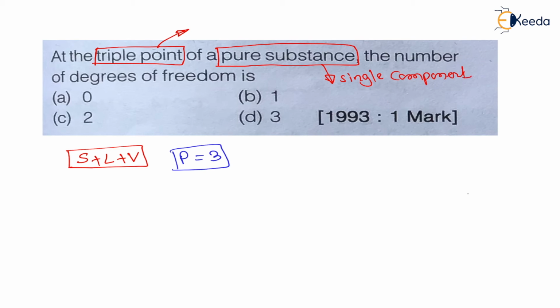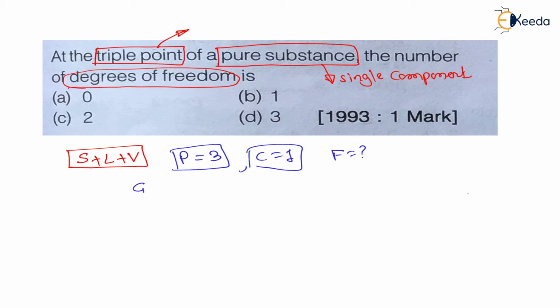Therefore, the number of components, represented by C, is equal to 1. Now they are asking the degree of freedom at this triple point. Degree of freedom is represented by capital F. So this degree of freedom is equal to how many? F is equal to question mark.